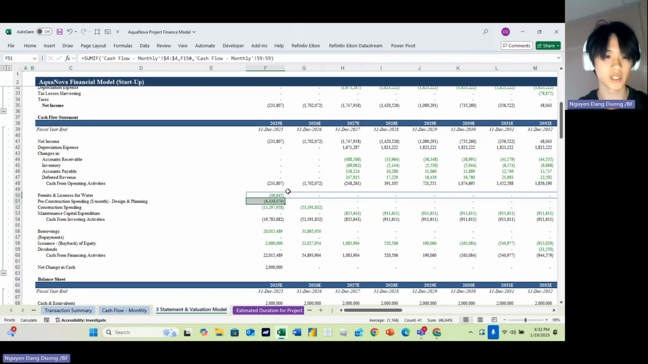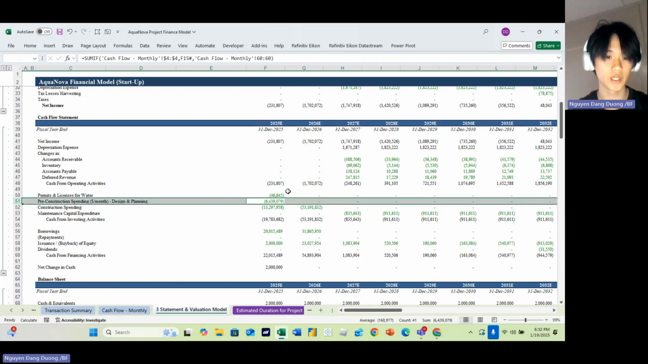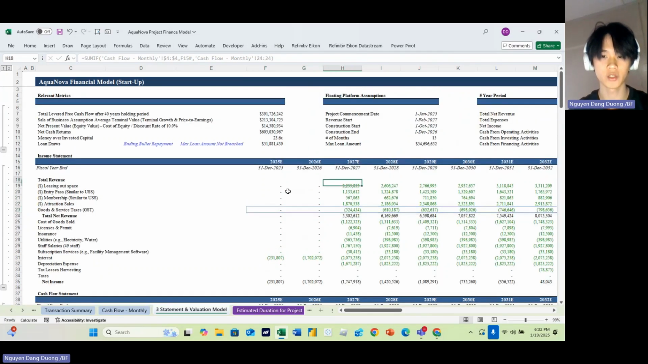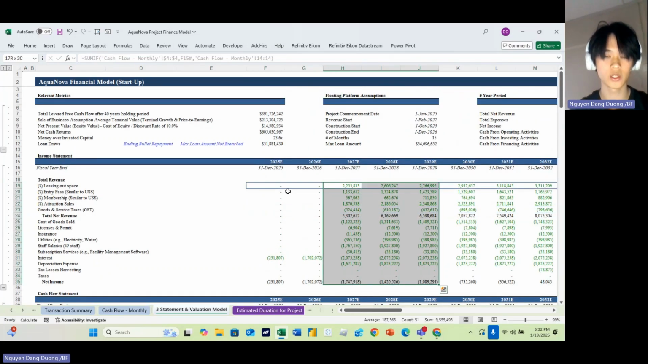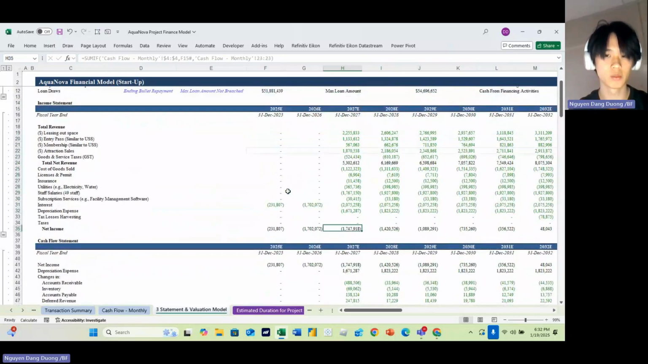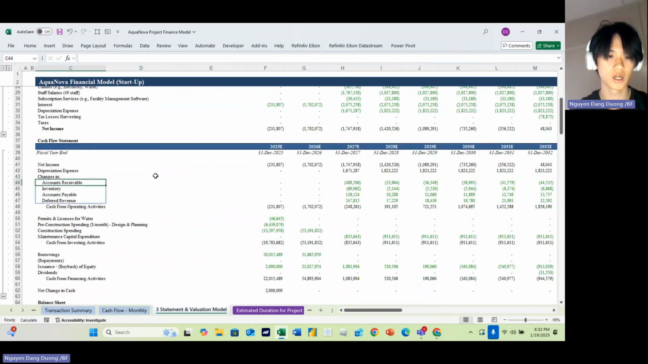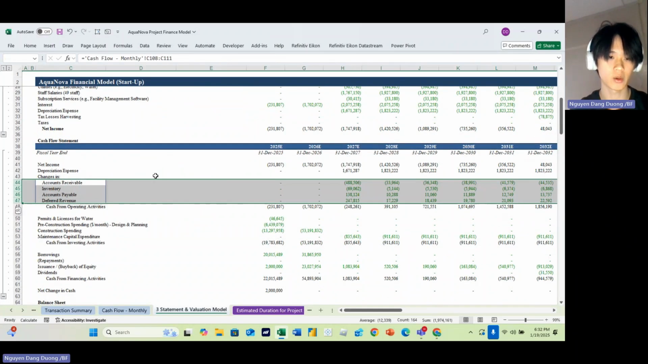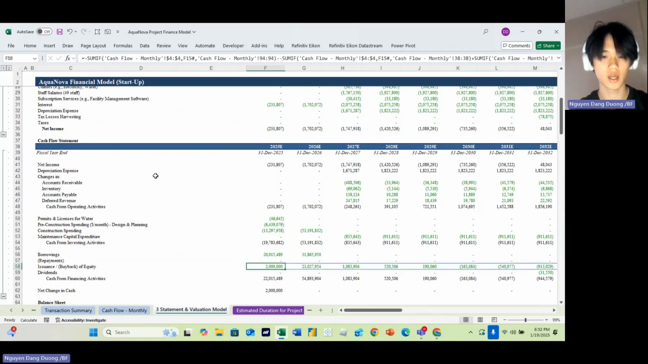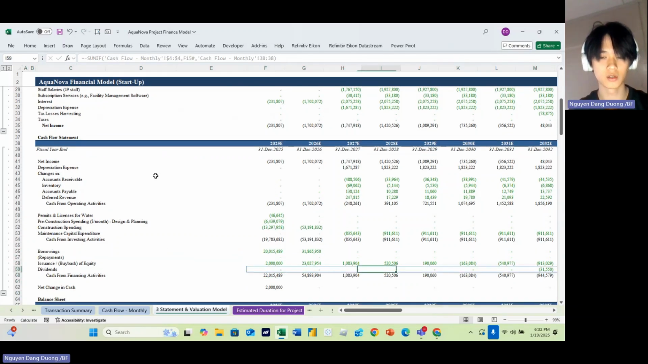We invest in permits and licenses for our floating platform, our pre-construction spending, and our post-construction spending over here, and our revenue only starting in 2027. And with this we build our, we also take into account accounts receivables, net working capital items, borrowings and repayments right here, and also even dividends after a certain point in time.